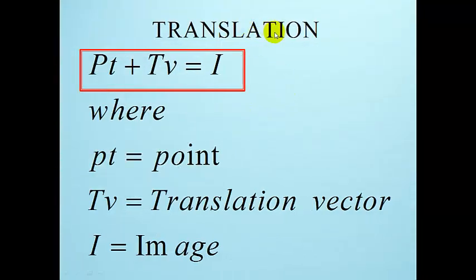Now translation. From translation, let's take note of this. We have point plus the translation vector is equal to image. That is PT plus TV equals I, where PT is the point, TV is the translation vector, and I is the image. So if you are given the point and the translation vector, when you add your point to your translation vector, you have your image.